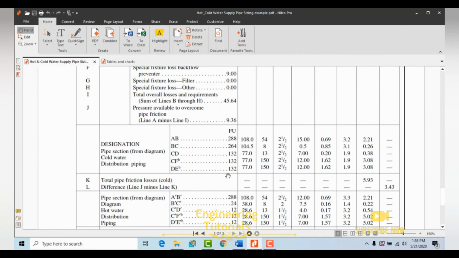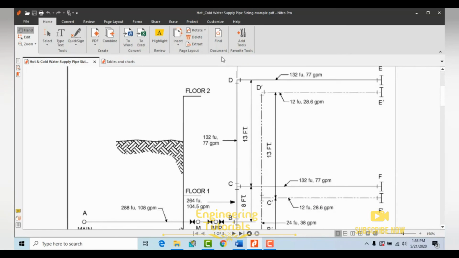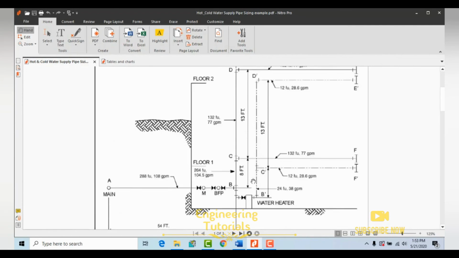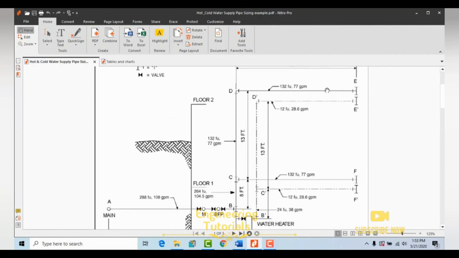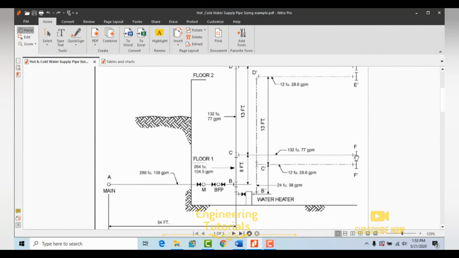So now, as you can see, we need to divide our drawing into different sections. We have divided the drawing into different sections where major changes in elevation or branches lead to the fixture group. So A to B, this is one section, B to C one section, C to D one section, D to E one, and then C to F another section.